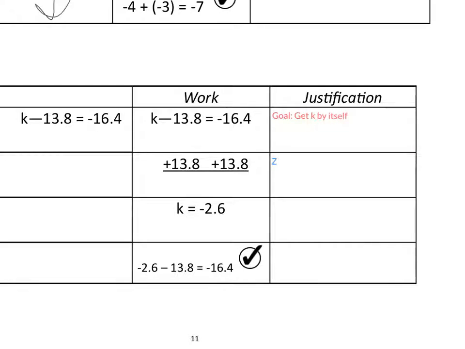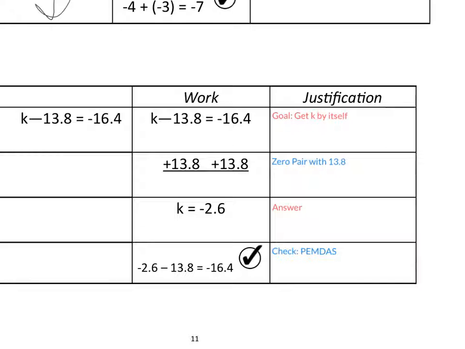So what we did next was we made a zero pair with 13.8. How did we do that? We saw that it was minus 13.8, so we added 13.8. Then we said -16.4 plus 13.8. Knowing our integer rules, the signs were different, so we subtracted to get our answer. And we had more negatives. 16.4 had the bigger absolute value to tell us that our answer would be negative. And then the final step is we actually got to use our order of operations and check to get our answer.